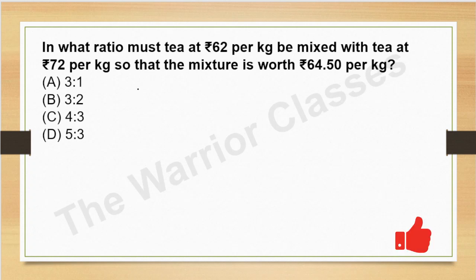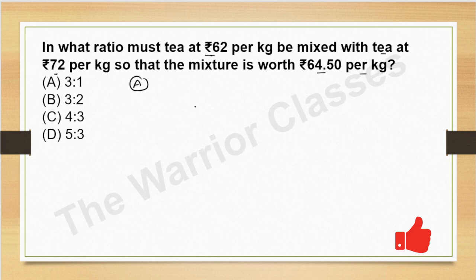Today in this session we will solve some mathematical problems. Our first question here is, in what ratio should tea at rupees 62 per kg be mixed with tea at rupees 72 per kg so that the mixture is worth 64.50 per kg? Friends, this is a question of alligation.